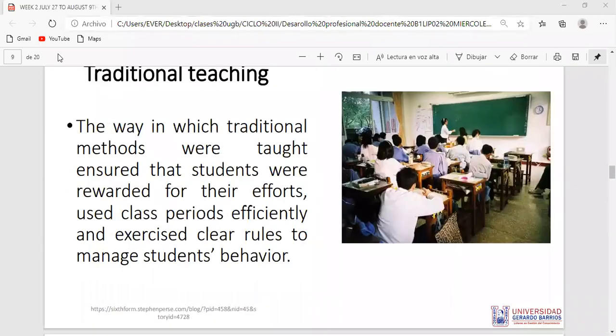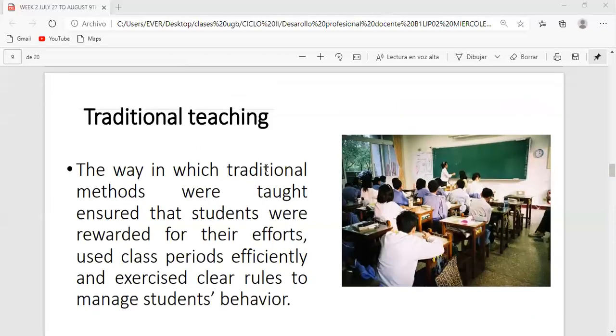So let's continue. I'm going to ask a volunteer here. How about Gigi? Okay, Gigi. Giselle? Yes. Okay. Traditional teaching.